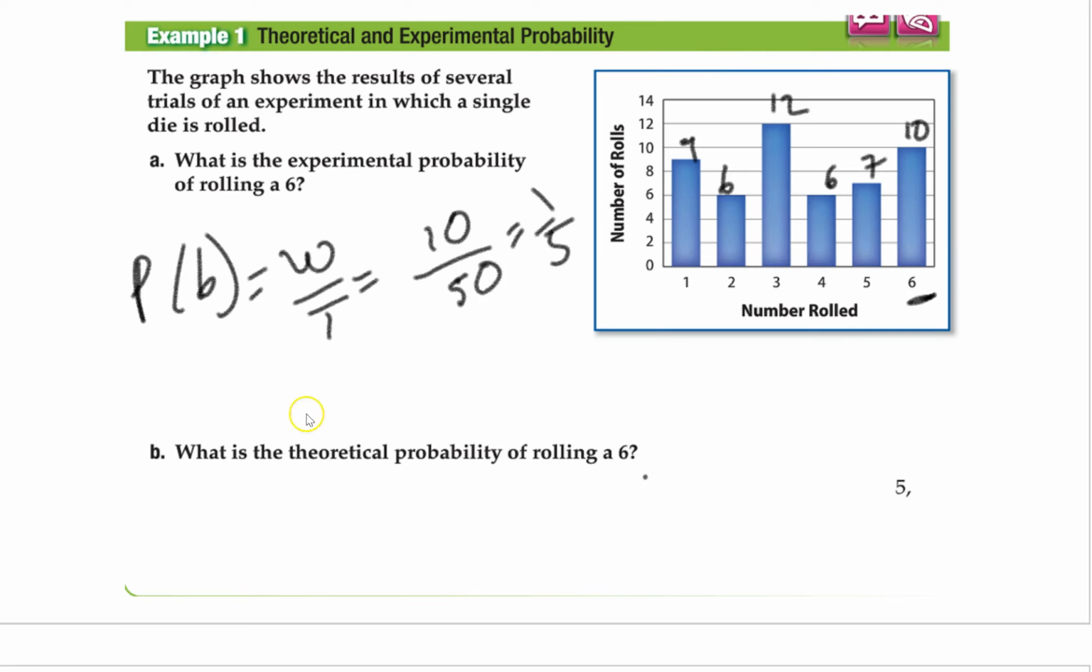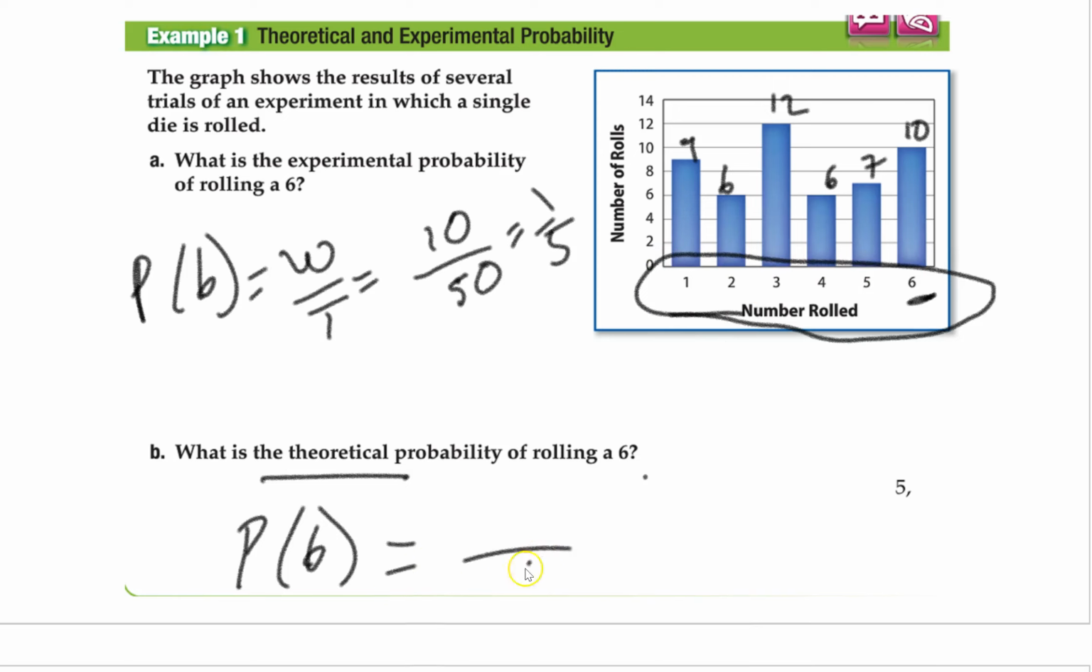Now look what the question says. What is the theoretical probability of rolling a 6? So based on mathematics and logic, right? Odds of getting a 6. Like we talked about, there's only 6 possible choices, and there's only 1 six. So you have a 1 in 6 chance. So based on this experiment, you get a 6 every 5 times. Based on mathematical theory and logic, you get 1 out of 6.